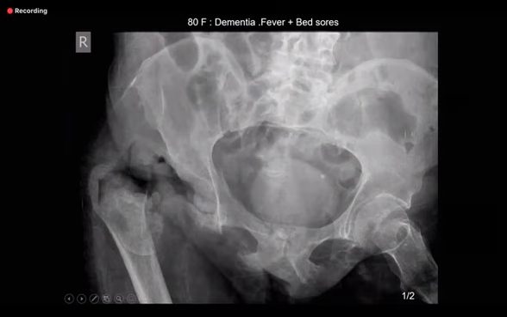Okay, so this is a frontal AP projection radiograph of the 80-year-old female patient's pelvis. She has dementia, fever, and bed sores. The radiograph is grossly abnormal. I'll start with the right femur, which has, if the patient hasn't had any previous surgery, the femoral head osteolyzed, or they may have had a Girdlestone surgery, possibly.